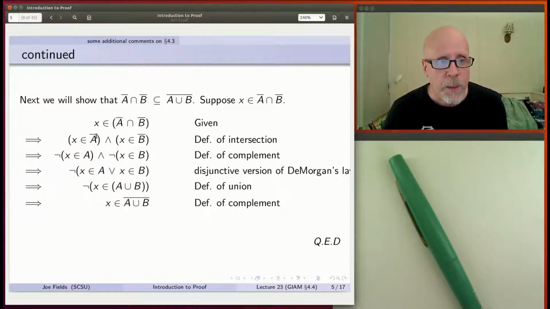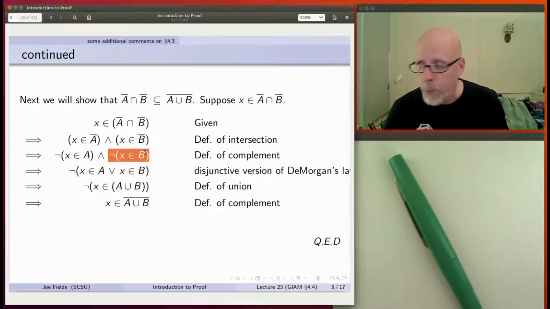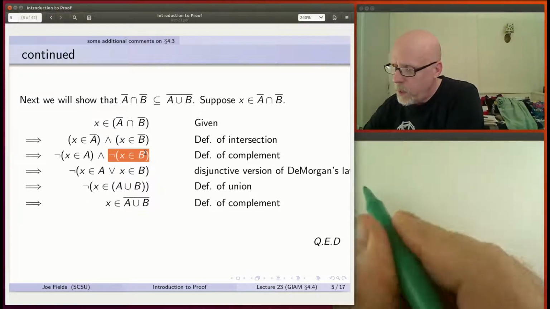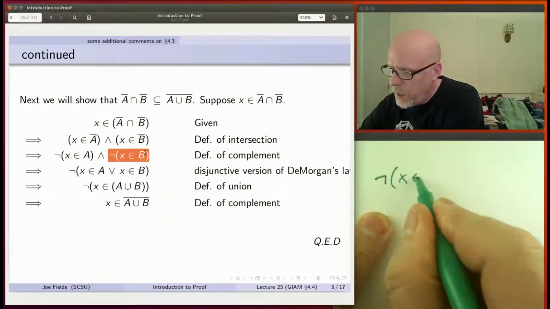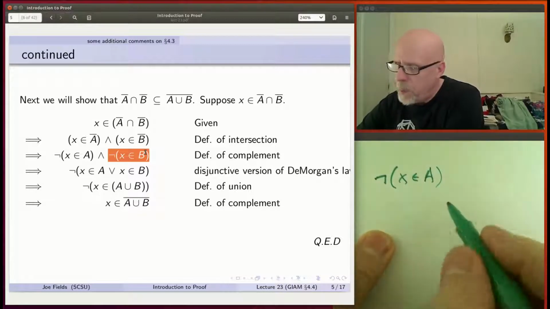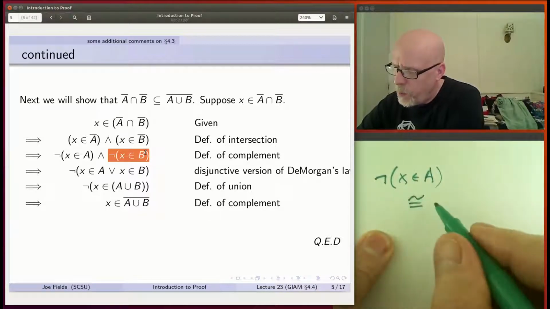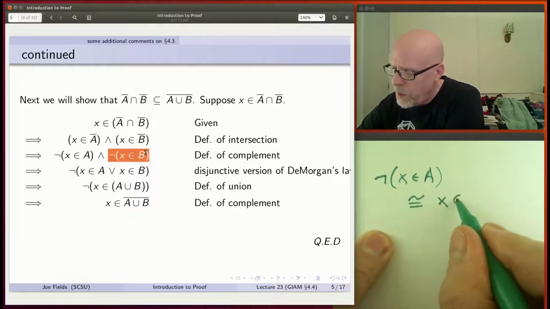Now, the definition of complement is that it's the negation of the membership condition for the uncomplemented set. So X being in A's complement is the negation of X being in A. That's the definition of complement. We're actually applying that twice because we're also going from X being in the complement of B to the negation of X is in B. I should point out that writing something like "negation of X in A" is fine, but if you want to be a little more brief, you can also write "X is not in A."